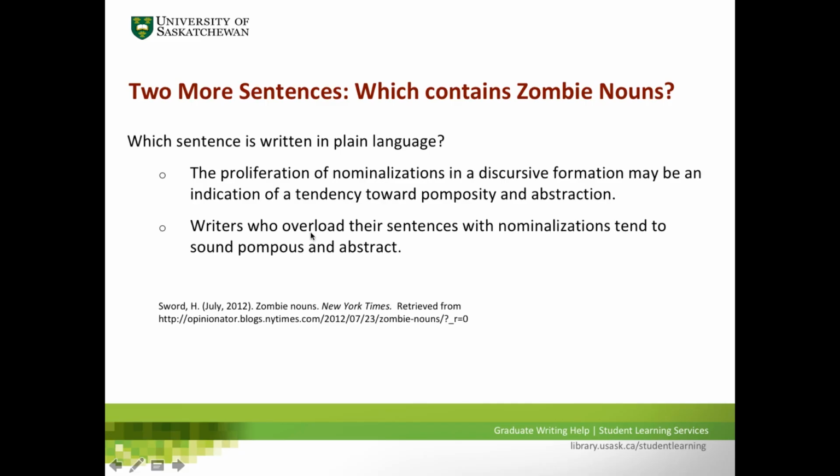We have overload, we have tend to sound, converted to verbs or to adjectives. We have pompous and we have abstract. And notice as well that the long, very abstract subject has now become a human being or human beings. We now have the subject writers. So for all these reasons, the fact that we have fewer zombie nouns, we have more action verbs, and that we have a human being as a subject, sentence 2 is much clearer and much plainer than sentence 1.